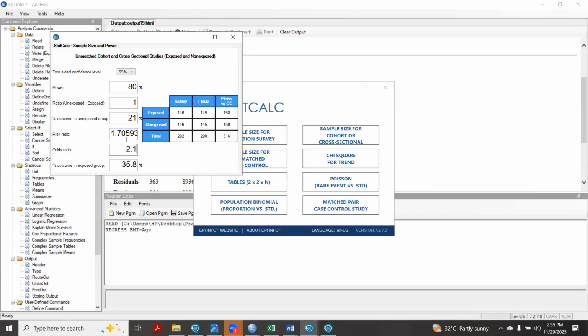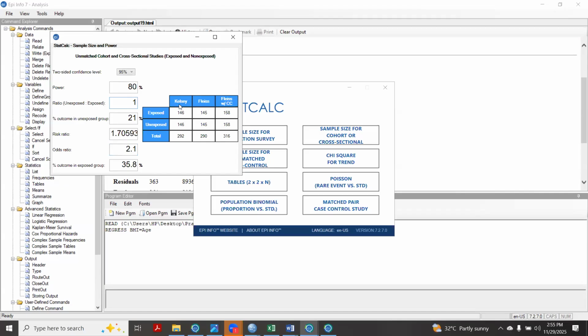It will by default calculate a risk ratio if it was a cohort study. Risk ratios are usually lower than odds ratio. Then it will calculate by default the percent in the exposed. If you put the percent for the exposed, then it will now give you the sample size for each group. So each group will be, for the exposed will be 146. For the unexposed, it will be 146 because you said your ratio is 1:1. So that's why it will give you equal sample size.